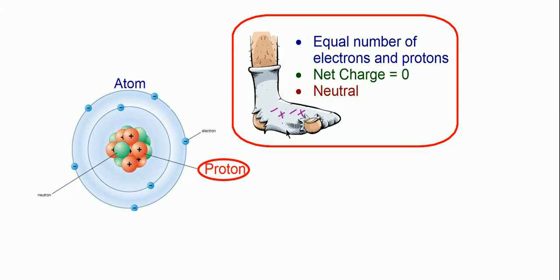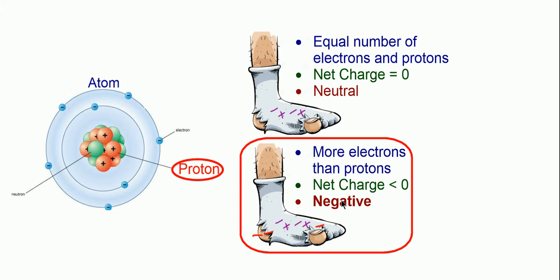So let's look at this neutral sock here. It has an equal number of negatives and positives. Net charge is 0, and that's neutral. That means an equal number of electrons and protons, protons being the positive. So there's a neutral sock. If I'm talking about a negative sock, then we have more electrons, don't we? So we have 3 extra ones here. So we have 3 extra electrons. That means that the net charge is less than 0. That means it's negative.